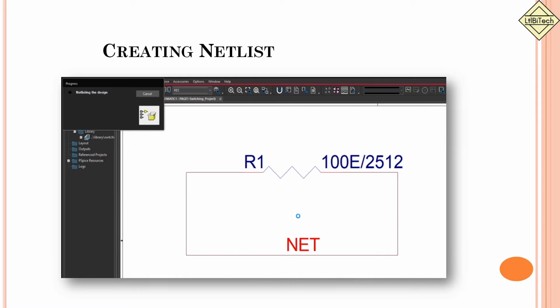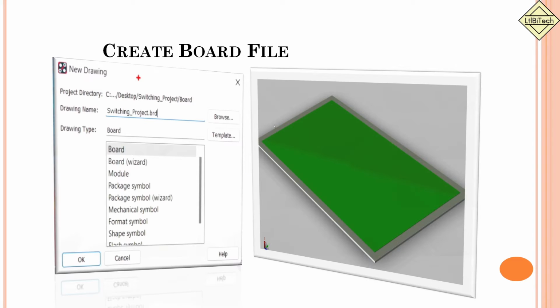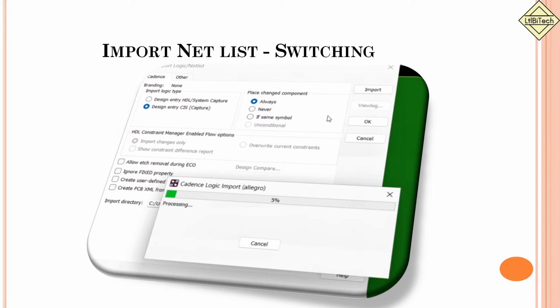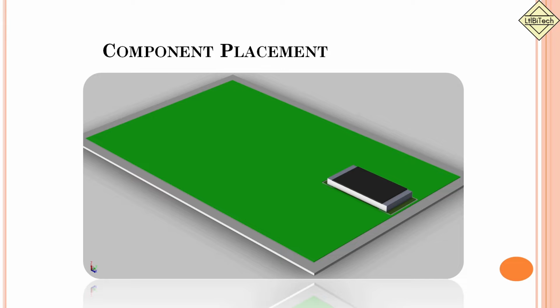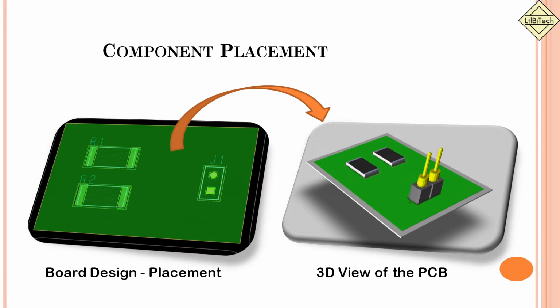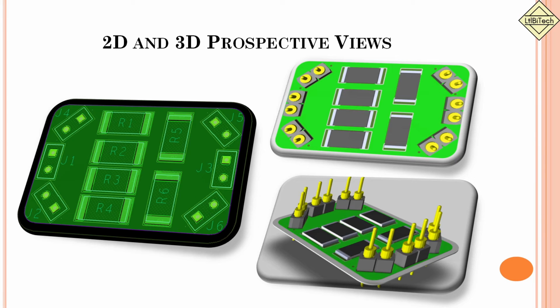Once after this, we will create or export the netlist from the schematic, and then we will create a fresh new PCB board, and then we will import the created netlist into the PCB board. And then we will do the component placement, and we will see how it looks in board design, that is placement in 2D, and the 3D view of the PCB. And also we will do multiple components, and then we will see how we switch from the schematic to PCB board and from board to 3D view.